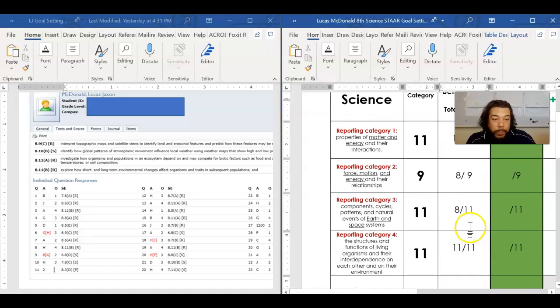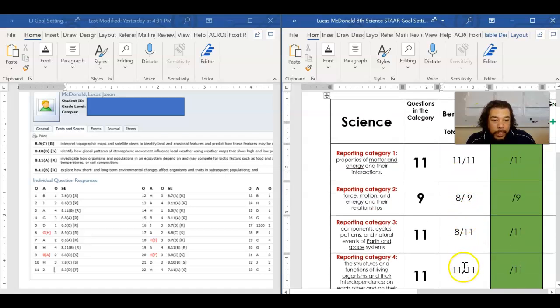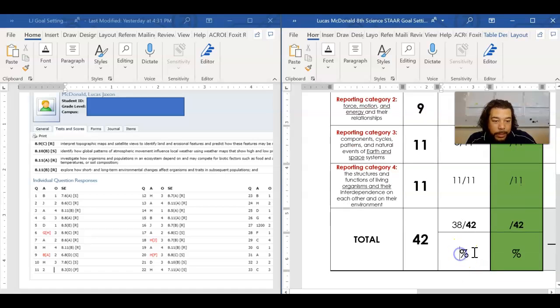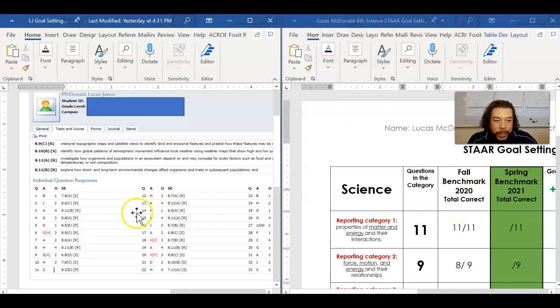So we can total up these numbers. 11 and 11 is 22, and 30, and that's 38. So this kid got 38 out of 42, and because I've done the math prior to this, I know that he got a 98%. So I'm going to go back to the Word document. We're done with the fall. Now we need to fill in the spring.